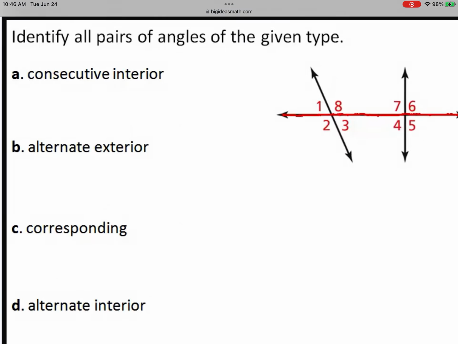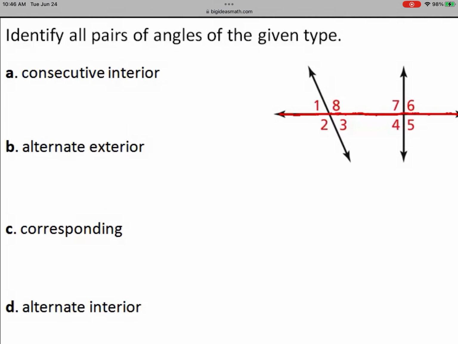Identify all pairs of angles of the given type. Part A. Consecutive interior. Consecutive interior angles are two angles that lie between the two lines and on the same side of the transversal. So angle 3 and angle 4 are consecutive interior angles, and angle 7 and angle 8 are also consecutive interior angles.